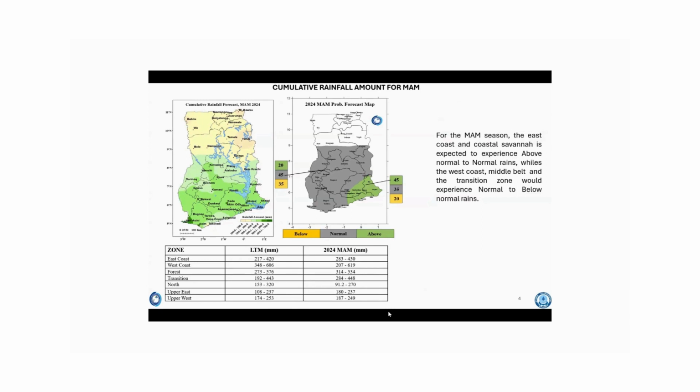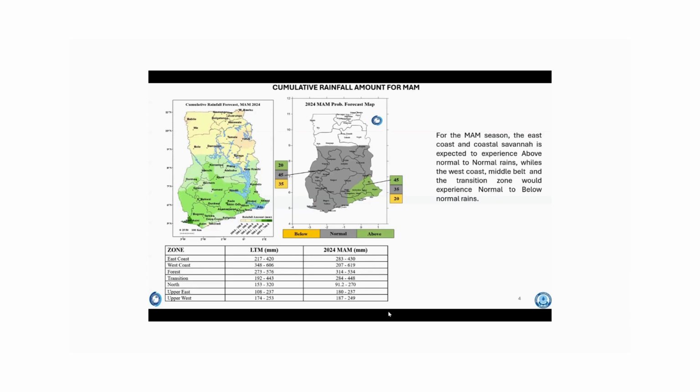When we look at the cumulative rainfall, gray is a normal or average rainfall, gold is a below normal rainfall, and green is an above normal rainfall. We are saying that for the East Coast, we're expecting an above normal to a normal rainfall, and the rest of the south of the country is expecting a normal rainfall. Then we brought it into the deterministic, which is what all of us would understand better.